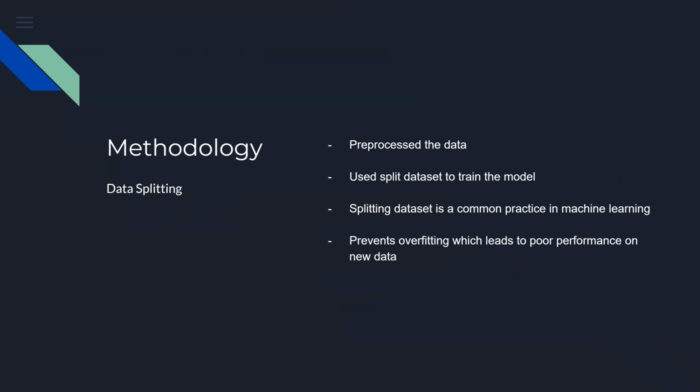After we process the data, we split the dataset provided to train the model. This is a common practice in machine learning to prevent overfitting, where the model becomes too closely fitted to the training data and performs poorly on new data.